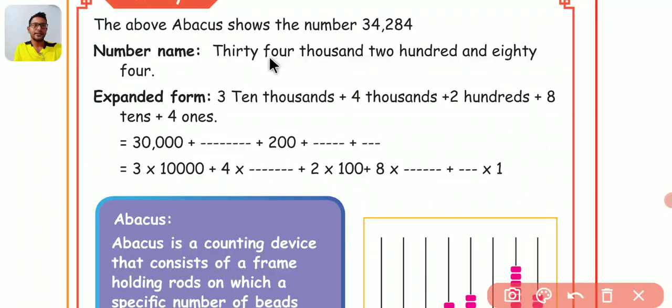This is the number name. You see the spelling, 34,284. That is the number name. They are writing the number in words. This is the expanded form. Expanded form means we are going to expand this number by multiplication and addition, using those operations. Expanded form: 34, so 30, that means 3 10,000s. These are the place values: 10,000s, thousands, hundreds, tens, ones.